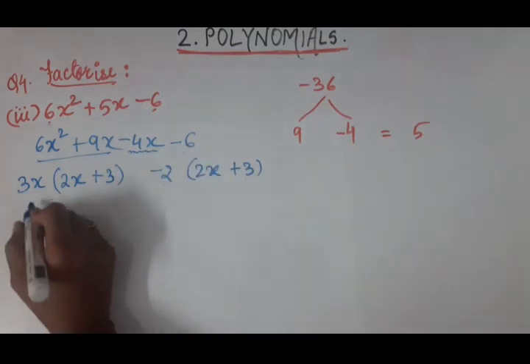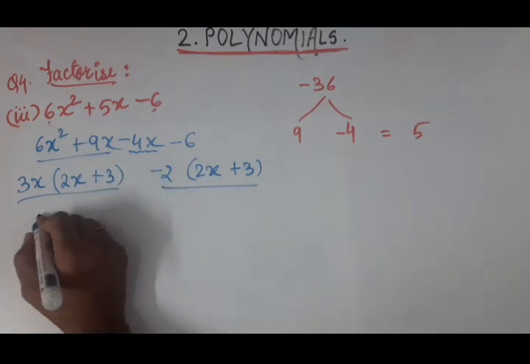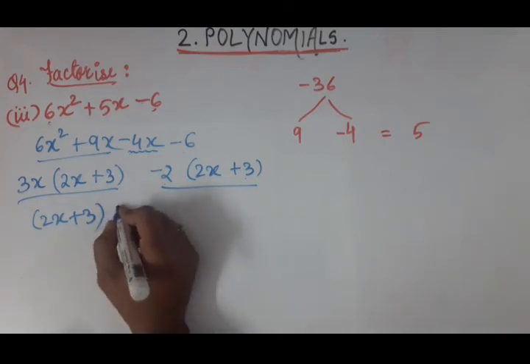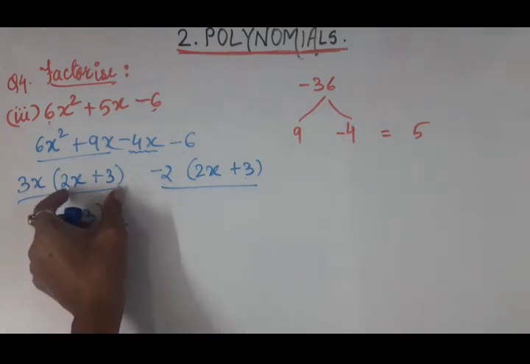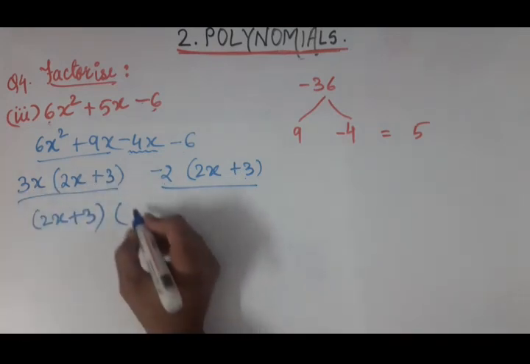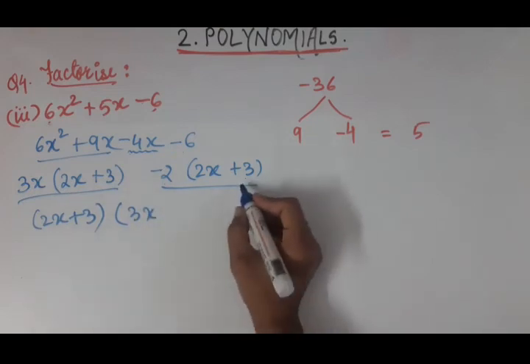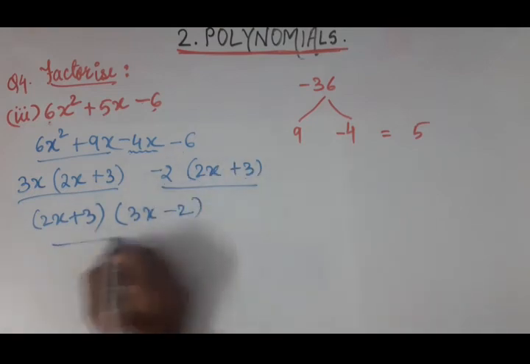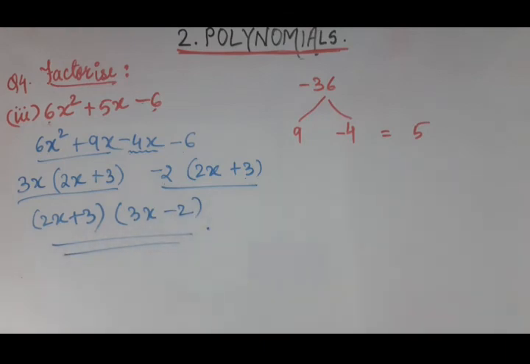Clear? Now from these two terms, what is common? Bracket is common. 2x plus 3 is common. So if I take the bracket common from the first term, what remains is 3x. And from here, if I take the bracket common, what remains is minus 2. So these are your two factors. So here we finished. No, one more is there.